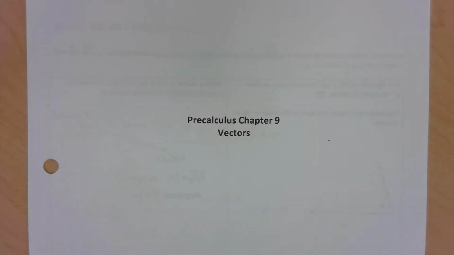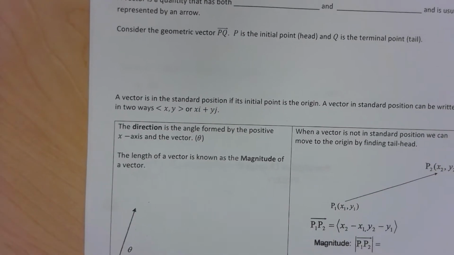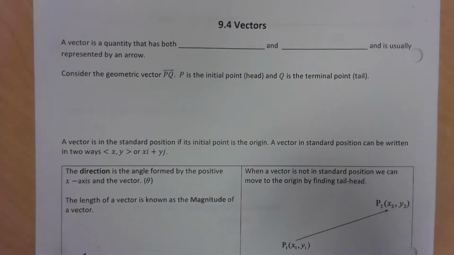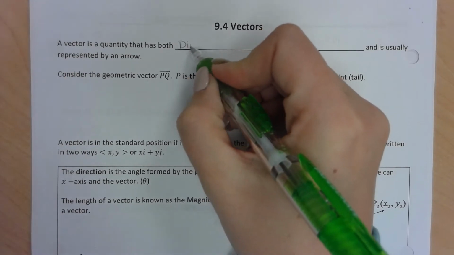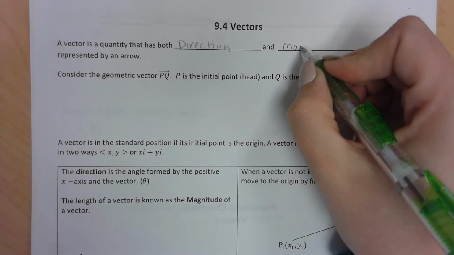Hi class, today we're going to start chapter 9, which is all about vectors. We just finished our polars and now we're going to move into vectors. So a vector is a quantity that has both direction and magnitude.